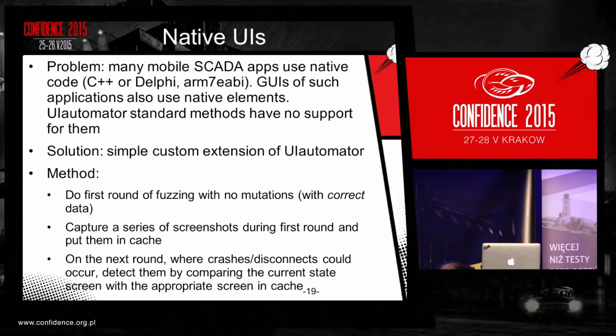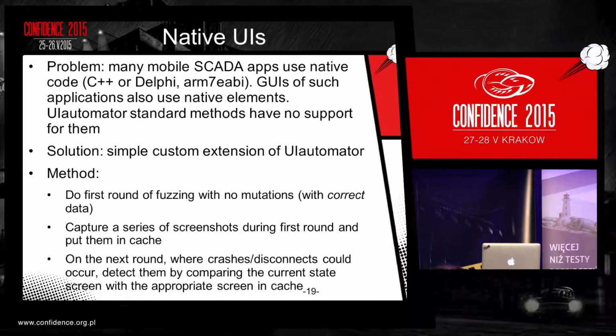Many mobile SCADA applications use native code, C++ or Delphi, compiled for ARM7, and the GUI of such applications also uses native elements, and Google UI Automator standard methods have no support for them. As a solution, we wrote a simple custom extension for UI Automator and used the following method. On the first round of fuzzing, we do no mutations and process the fuzzing with correct data, and while doing it, we capture a series of screenshots and put them in cache. We save timings and actions that we are doing and put it all in cache.